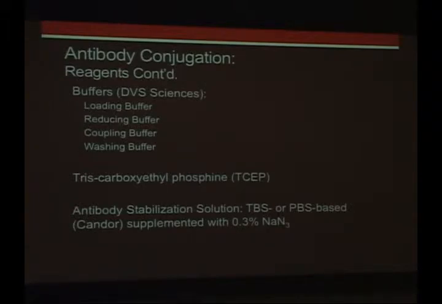And then you'll also need a series of buffers. Again, these are available from DVS: a loading buffer, a reducing buffer, a coupling buffer, and a washing buffer. I'll walk you through when to use each of those in a protocol. Also, a reducing agent. We use tris-carboxyethylphosphine, or TCEP, which is a fairly mild reducing agent. And that's to free up the sulfhydryls from the disulfide bonds in the Fc region of the antibody. And then an antibody stabilization solution to store your reagents when you're done with them. It's nice to keep them in a little bit of carrier protein. These are either TBS or PBS based, and we supplement them with a little bit of sodium azide for preservation purposes.